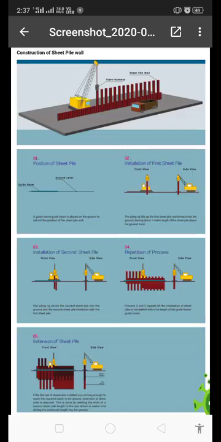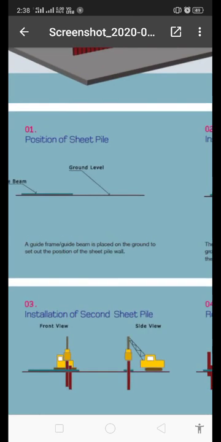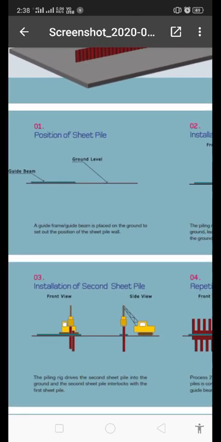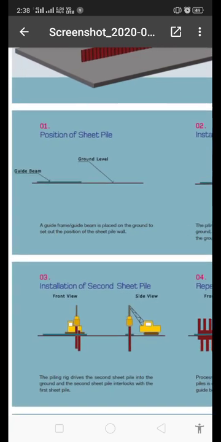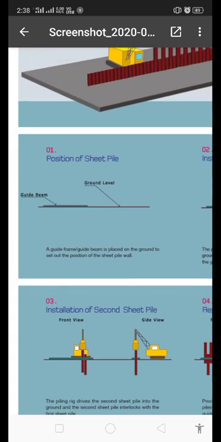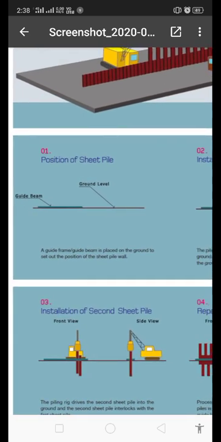Now the installation process. You can see how sheet piles are installed into the soil. Here is the construction sheet showing how a sheet pile can be constructed, with alternate sheets installed. The first procedure is positioning the sheet pile. You will have to level the ground, place a guide beam, and select the position of the sheet pile.